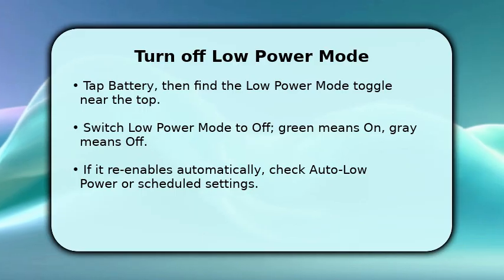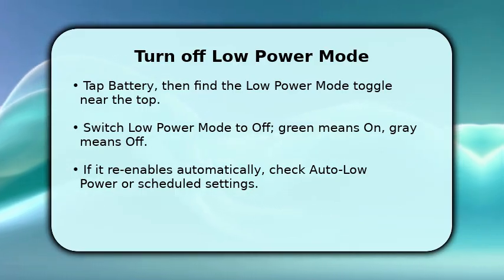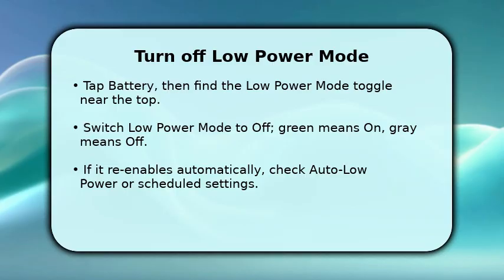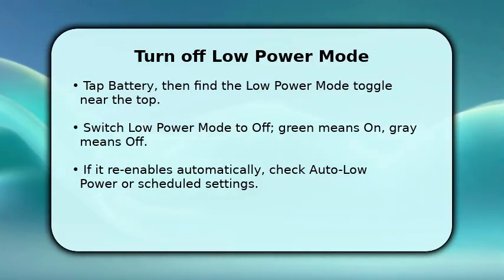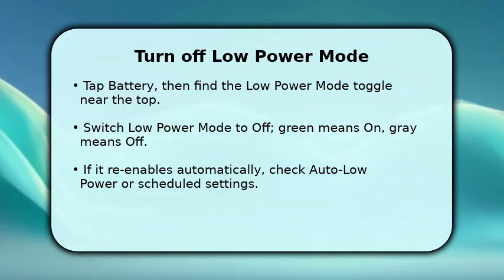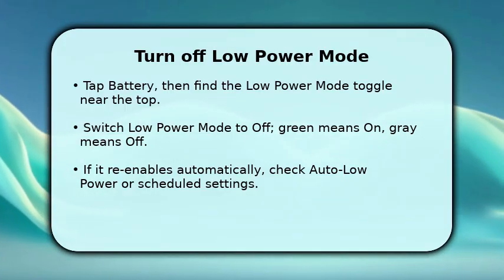You do this to restore background activity, app refresh, and full performance. Low power limits these. If you use Control Center or an automation that toggles it, disable those automations so it stays off. Once done, watch the battery percentage stabilize and background app refresh resume. This confirms the change took effect.